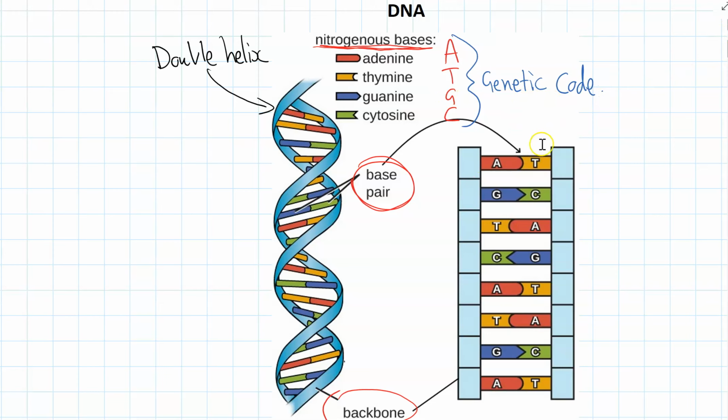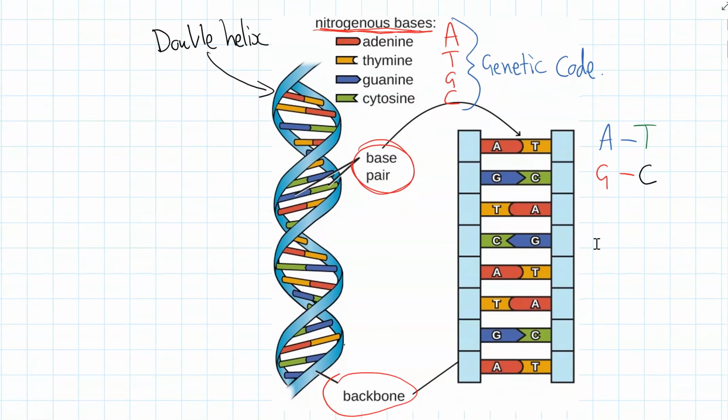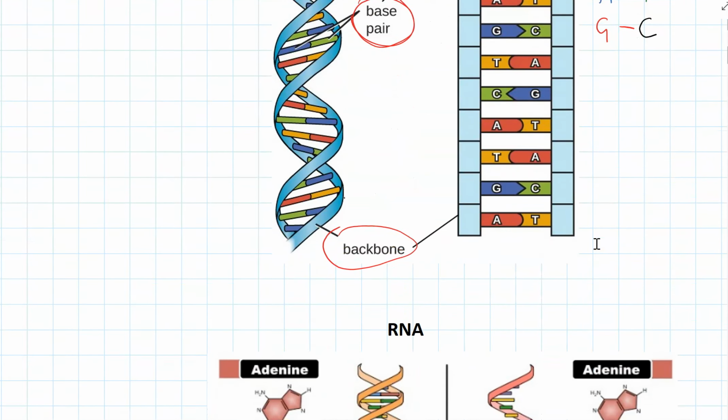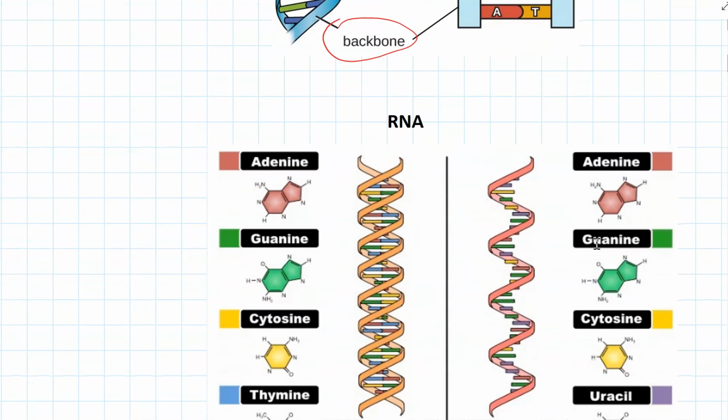Alright, and you can see here in the DNA molecule, the base adenine always pairs with the base thymine. So A always pairs with T, and G always pairs with C. A and T, G and C. That's just the way the molecules fit together, and you'll learn more about that in senior school biology, in VCE. Okay, so that's the structure of DNA.